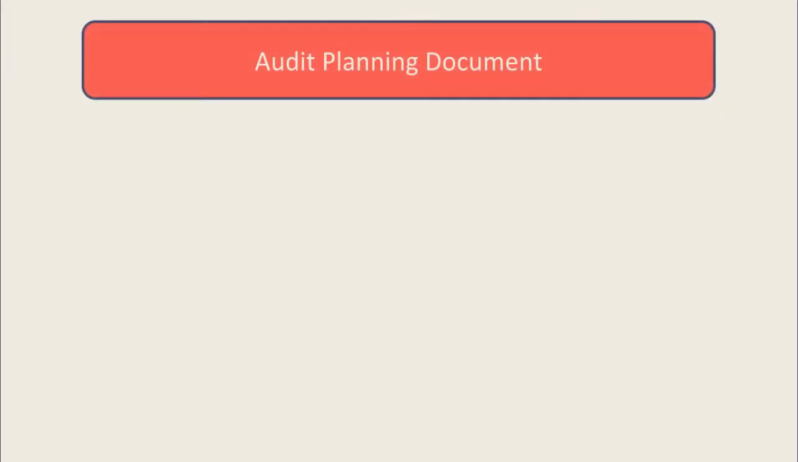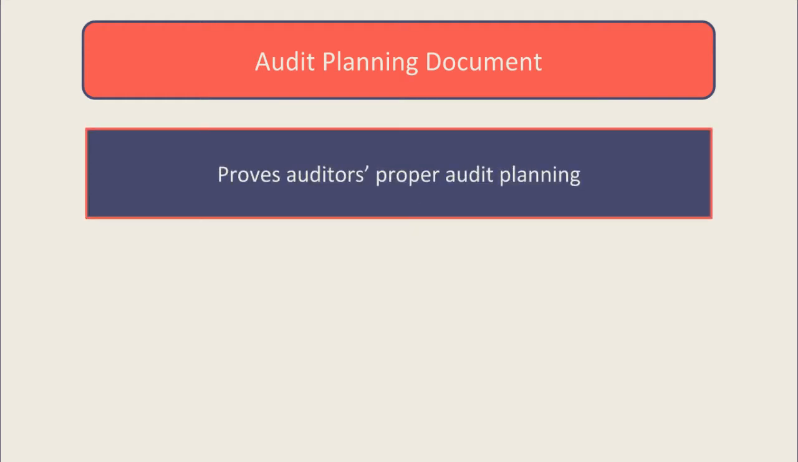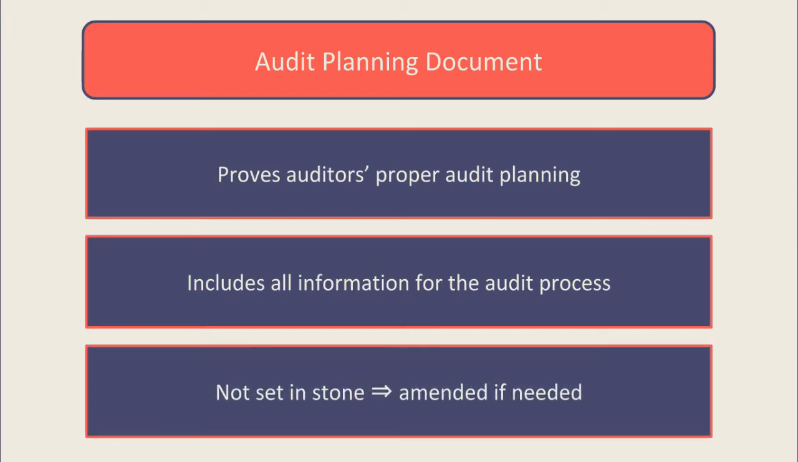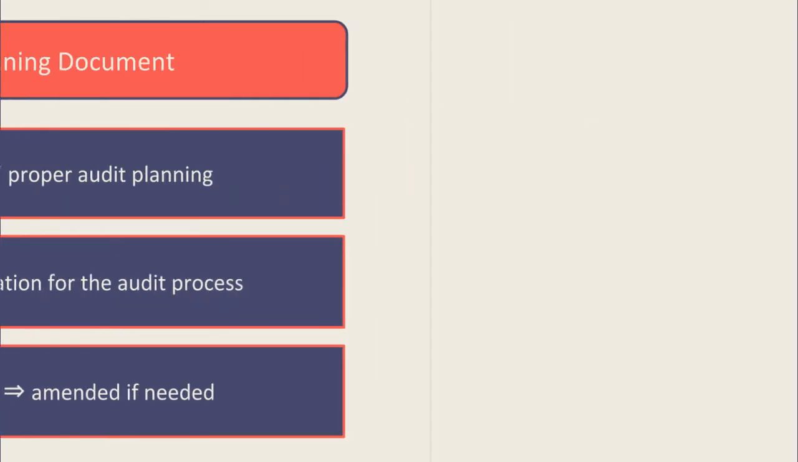Once the auditor has spent time on the audit strategy and considered details relating to the audit client, then they can put together the audit planning document. This document is the detail. It proves whether the auditor has planned the audit properly and includes all information needed to then carry out the rest of the audit process. Remember, this is not set in stone. Things change, and if things come to light that mean the conclusions made at the planning stage are no longer appropriate, then the plan must be amended.